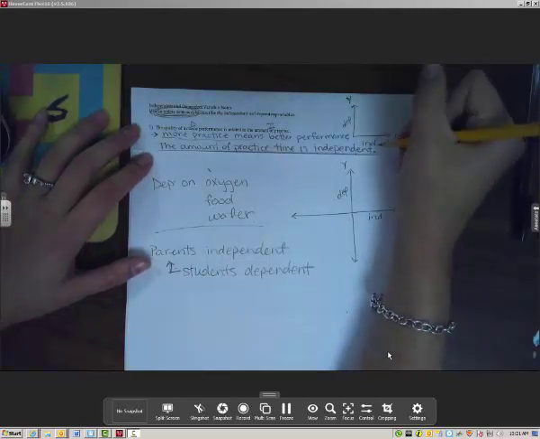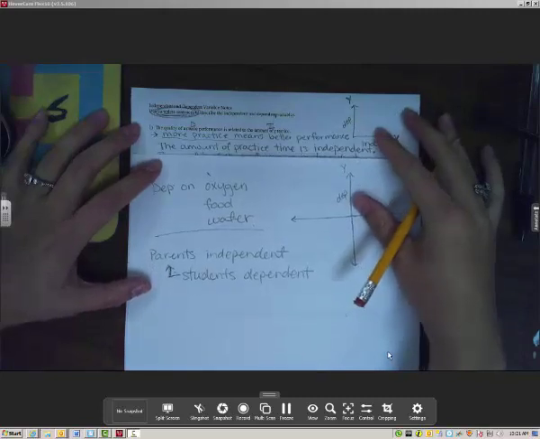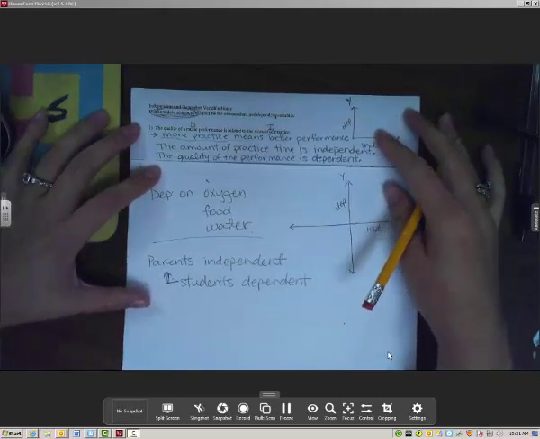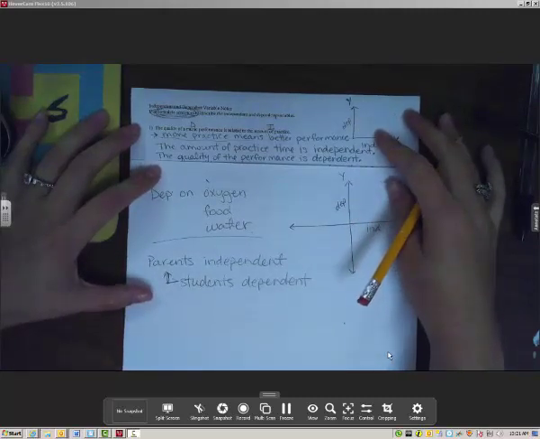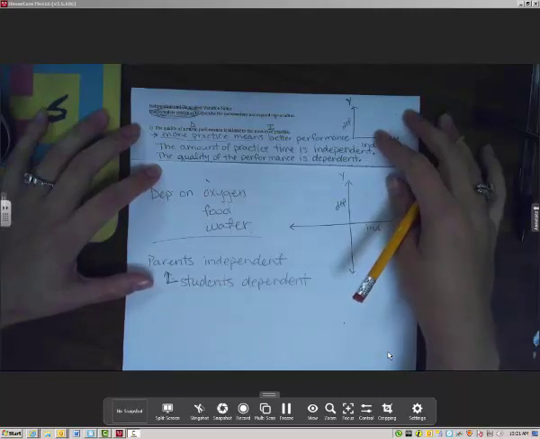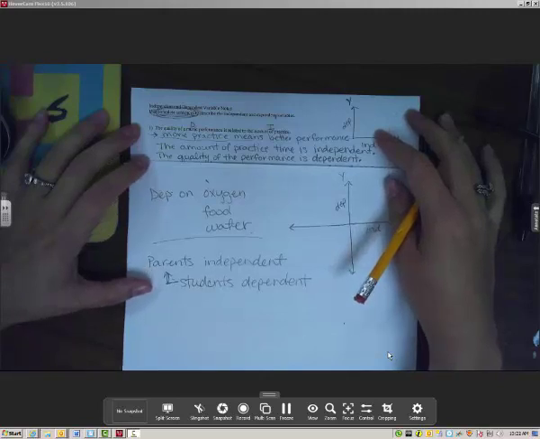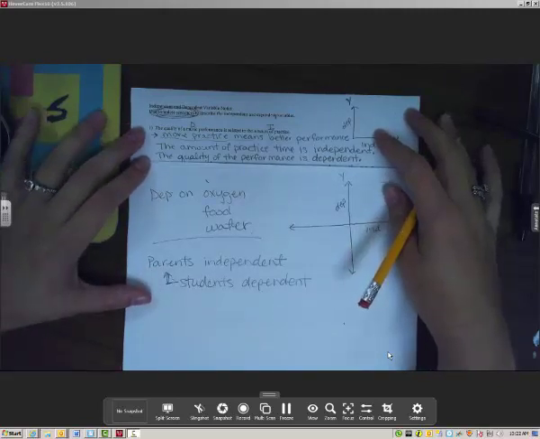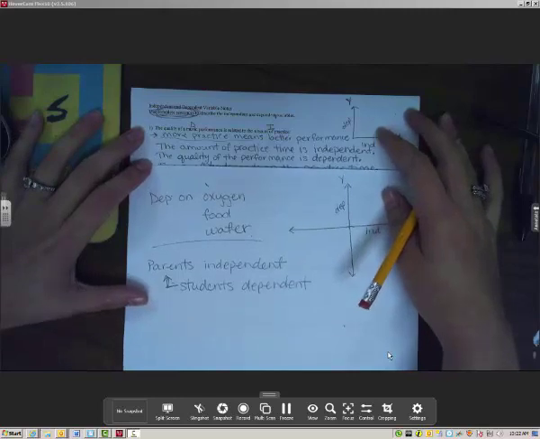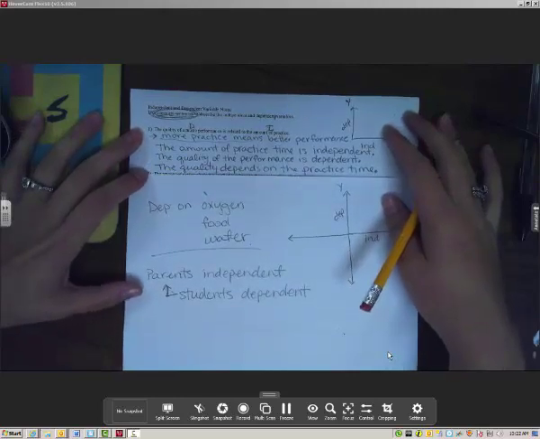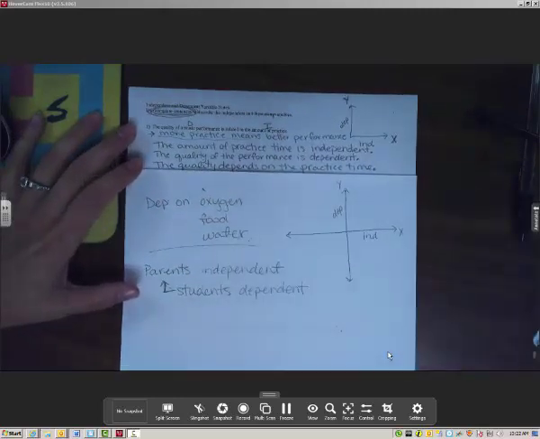Okay, so the amount of practice time is independent. The quality of the performance is dependent. Okay, so there are 2 of those sentences that we need. So the practice time is independent, the quality is dependent. And then what I'm calling the dependency statement is where I'm just kind of putting it all together. So the quality depends on the practice time, okay?